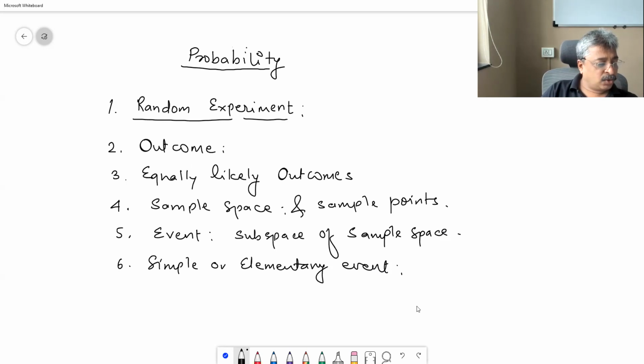If an event contains only one sample point, then it is called a simple event. 7. Sure event. An event which contains all sample points of the sample space is called a sure event or certain event.